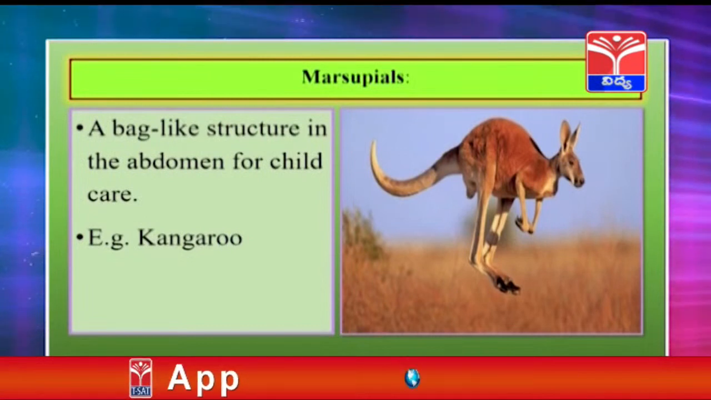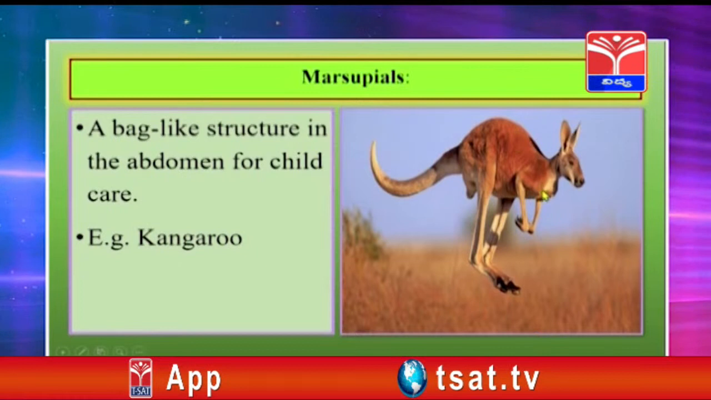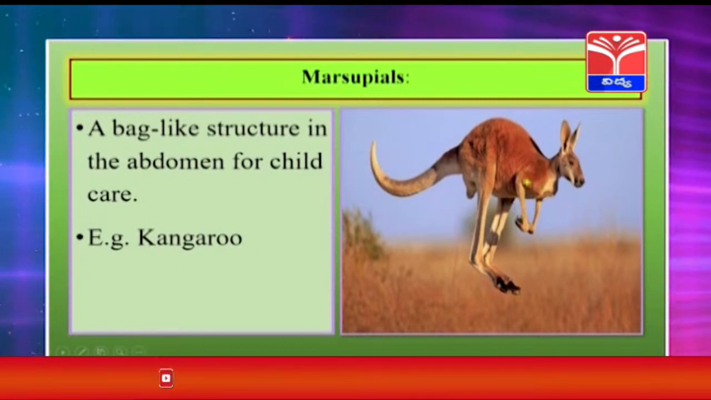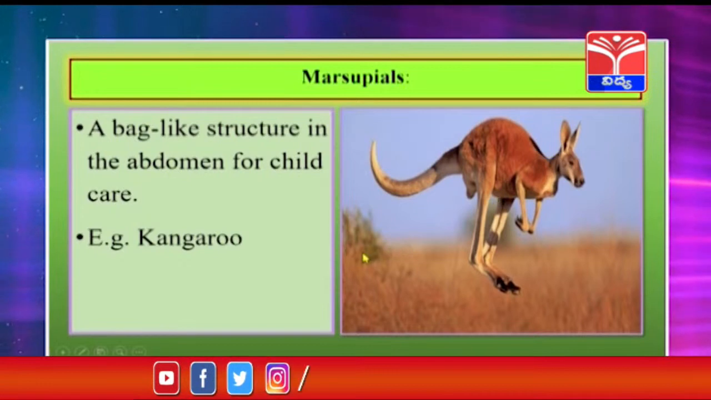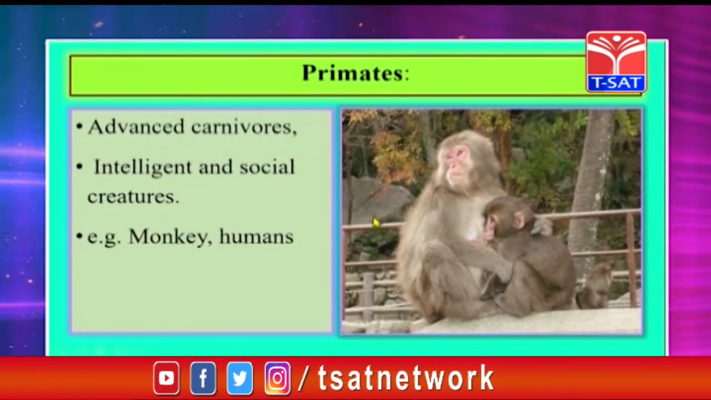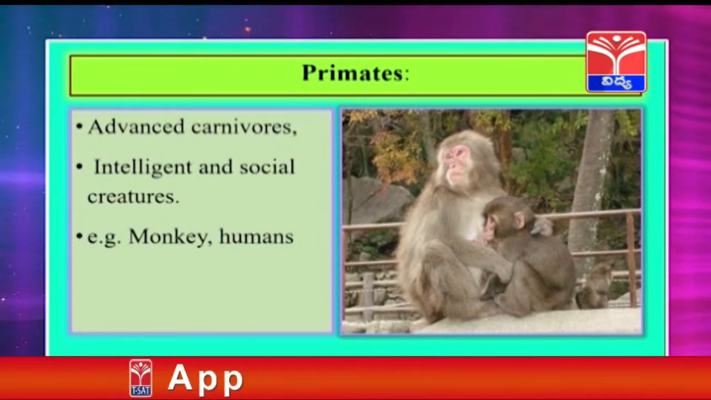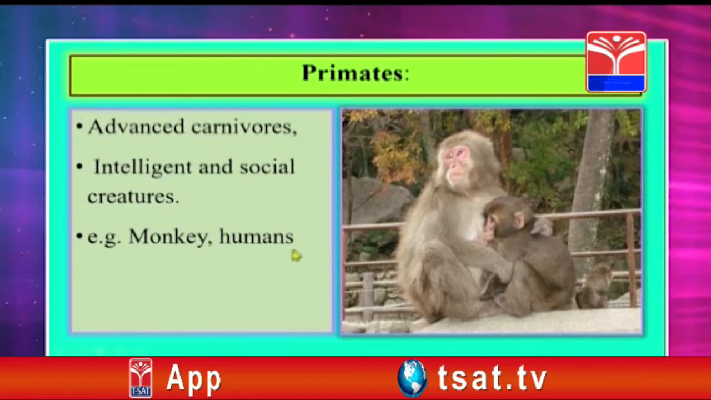Marsupials, children, you might have seen the kangaroos. A bag-like structure is present in their abdomen for child care. Example, kangaroo. Primates, primates are advanced mammals. They are intelligent and social creatures. Examples, monkey and humans.